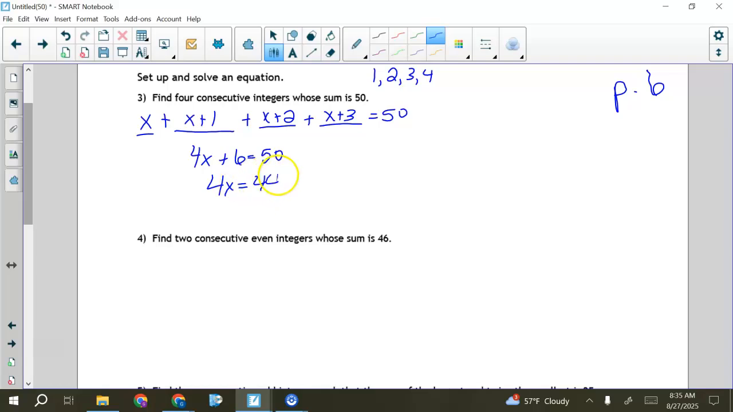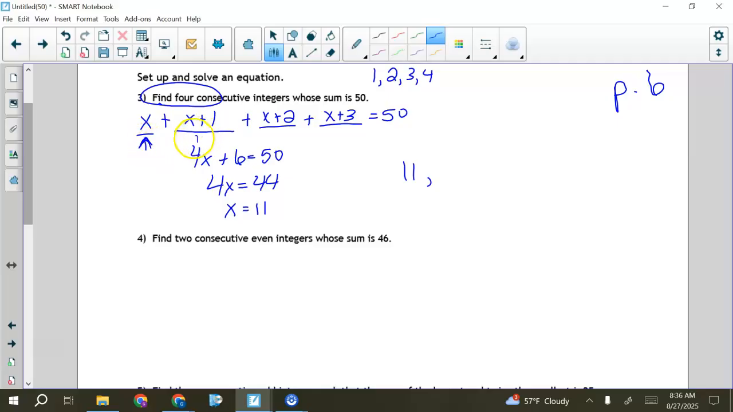4x equals 44. So x is 11. Now notice that that is not quite what they're looking for. It doesn't say what is the number. It says what are all the numbers. Find the 4 numbers. So your first number would be 11. That was what x was.